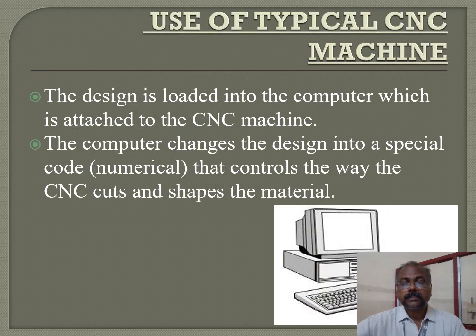Use of a typical CNC machine. The design is loaded into the computer which is attached to the CNC machine. The computer changes the design into a special code which is called numerical code, comprising G codes and M codes, which will control the geometrical position of the tool as well as the position of the component, and control the way that the CNC cuts and shapes the material.